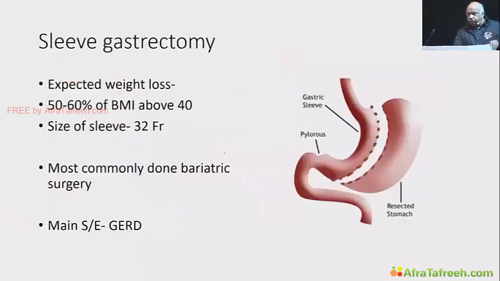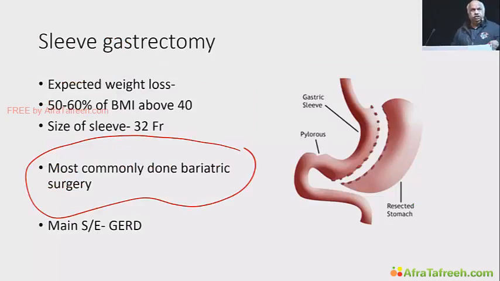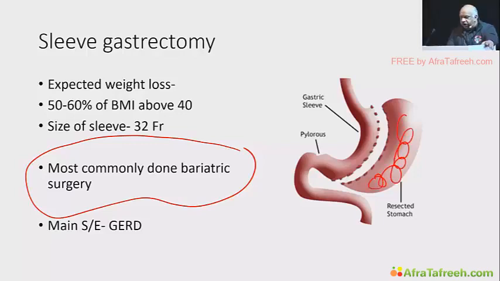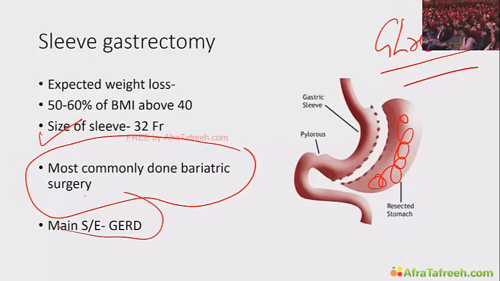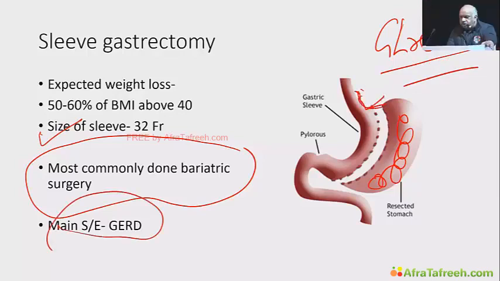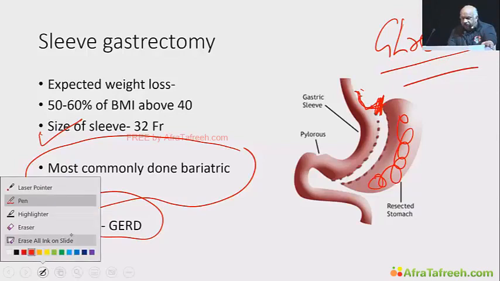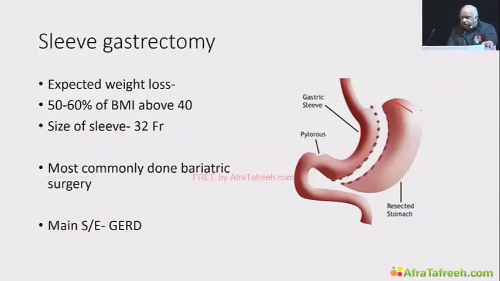This is the most commonly done bariatric surgery. Some books may say Roux-en-Y gastric bypass. No. In India, at least 60%, 70% we do sleeve gastrectomy. What do you do? You remove 70% of the greater curvature. Ghrelin also becomes less, so hunger is also less. Points to remember, size of sleeve 32 French, and main side effect, the angle of His becomes distorted and sling fibers are cut, so reflux. So these are the points. Sleeve gastrectomy is an important surgery for you, most commonly done surgery.